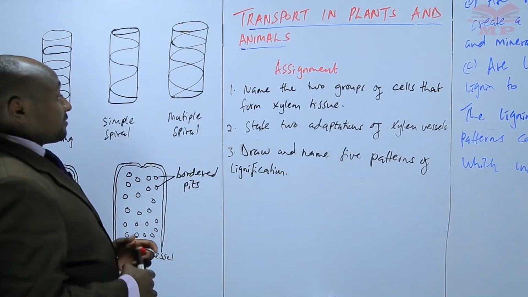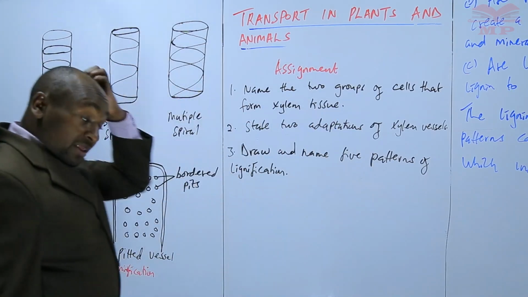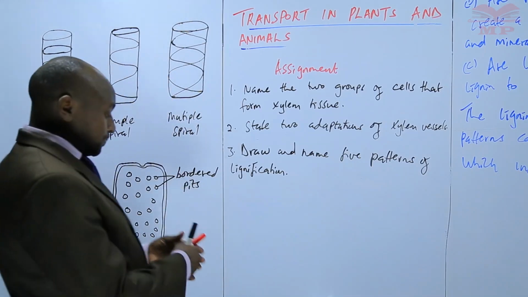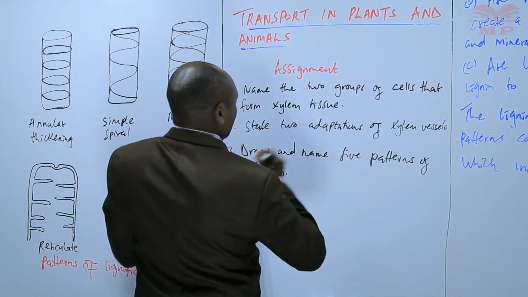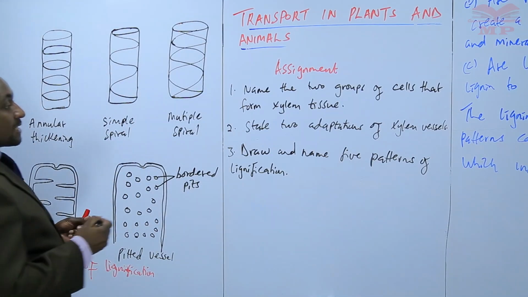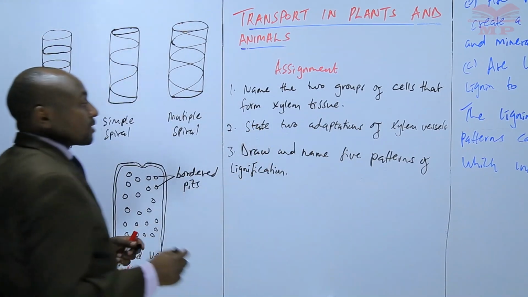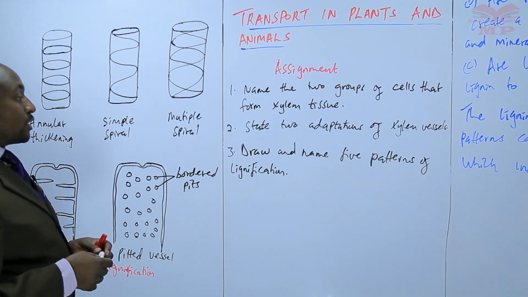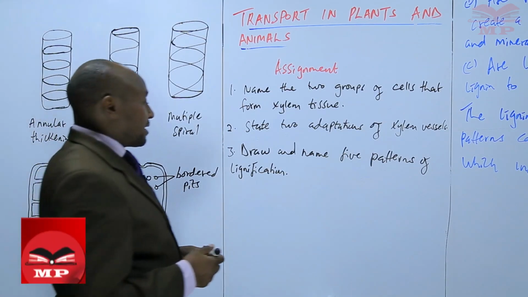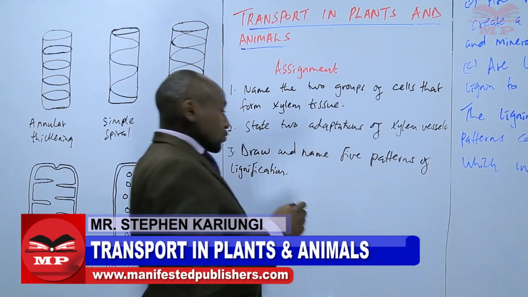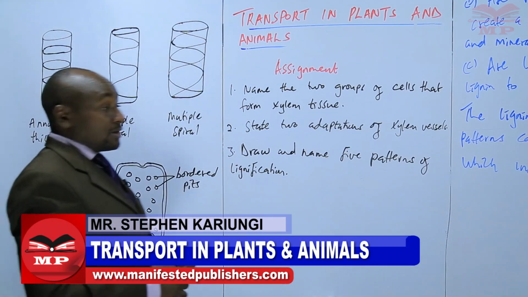So the assignment, the first question, name the two groups of cells that form the xylem tissue. Two, state two adaptations of xylem vessels. Number three, draw and name 5 patterns of lignification.